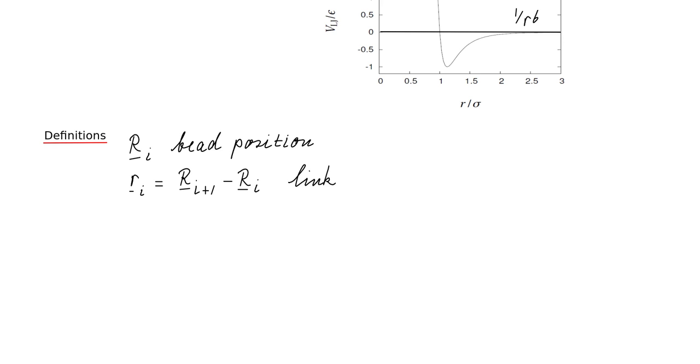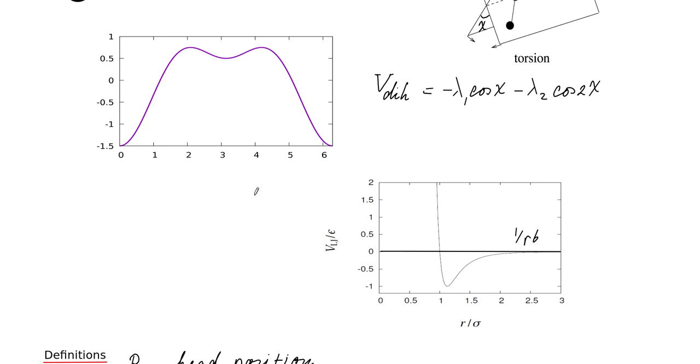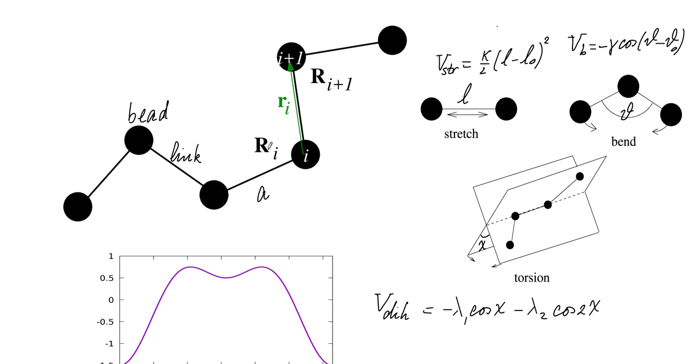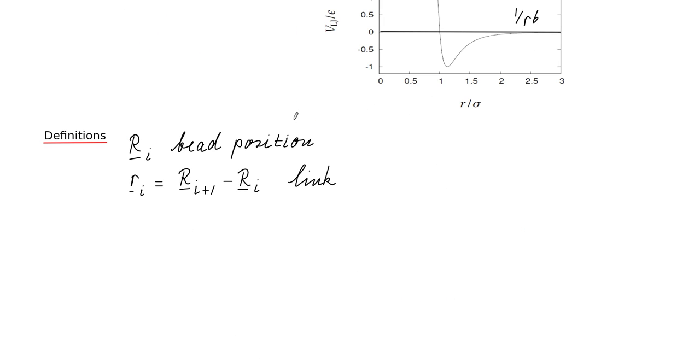The capital R vector sub i denotes the position of one of the beads, bead number i, and little r_i is the link. We have seen that already in the previous picture here. The R_i's are the positions and the r_i vector is a link. What is very important is that we realize that the norm, the length of this r_i, the length of a link, is fixed at a distance a.